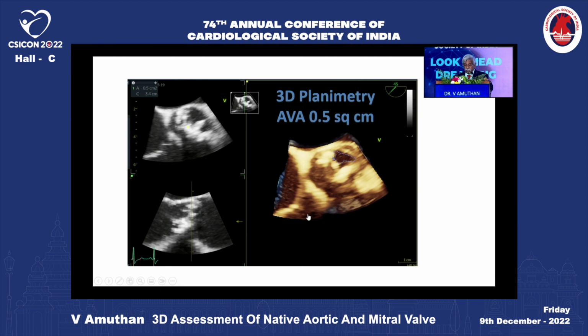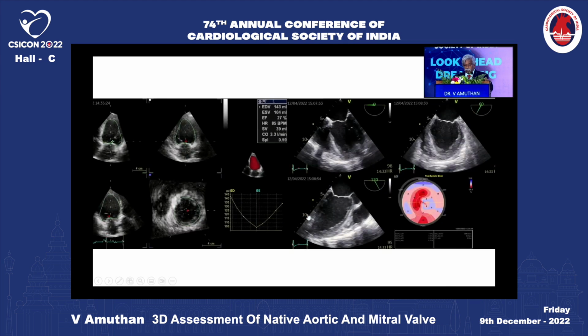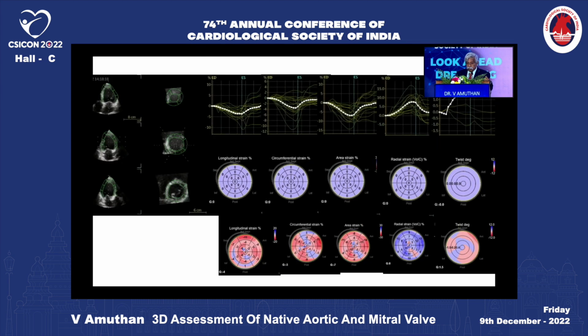This is the 3D planimetry of the aortic valve, that is 0.5. You can do the planimetry very easily with this. This is the ejection fraction calculation, and the GLS calculated right from, this is the transthoracic as well as transesophageal. GLS remains the equal. This will be of help during the intervention procedures.